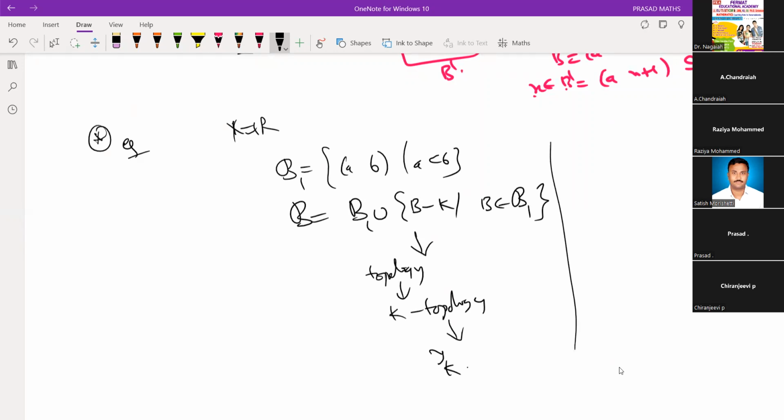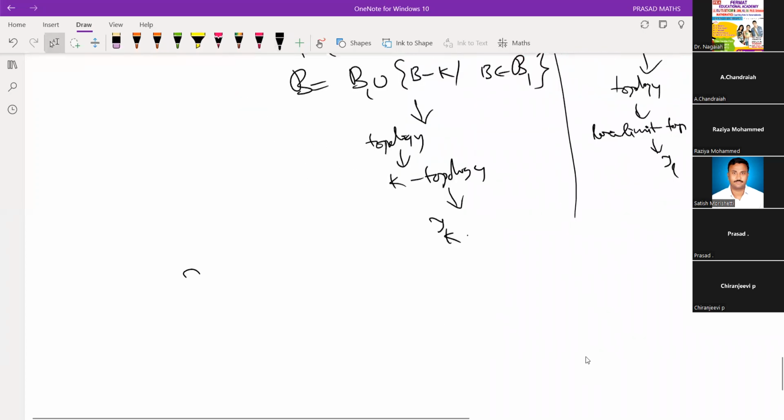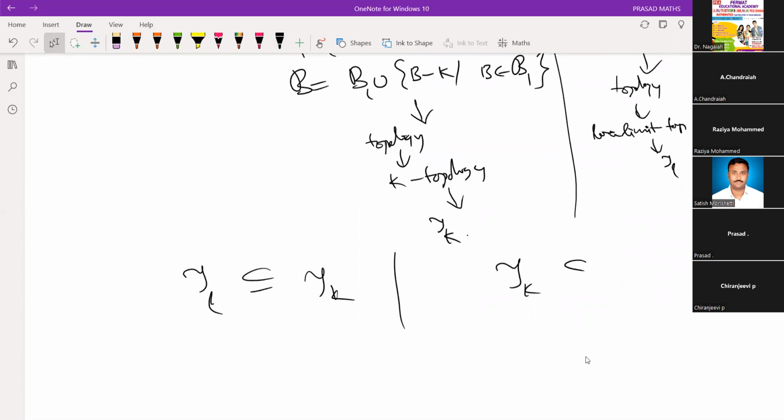Next is the lower limit topology. This is my left-closed, right-open interval, and this is the open base. This open base induces a topology, called the lower limit topology, denoted by tau L. Now my question is: is tau L contained in tau K, or tau K contained in tau L? Which of them is true? Anybody?